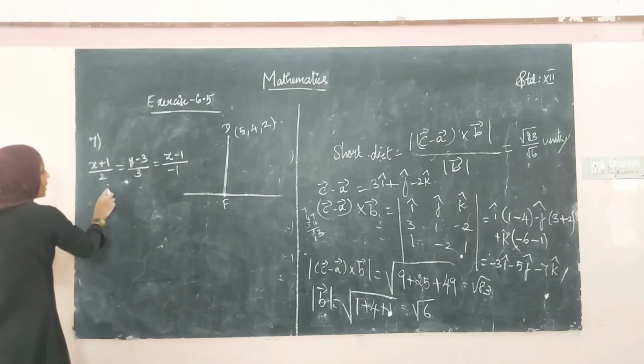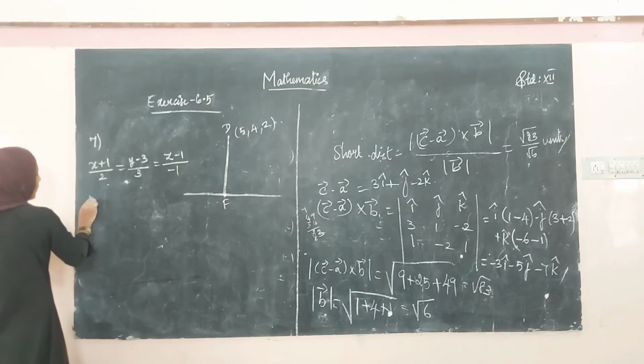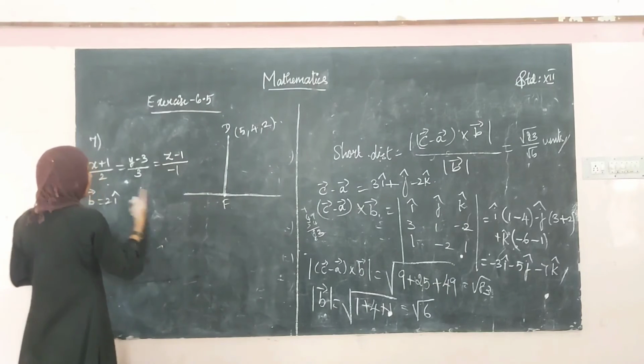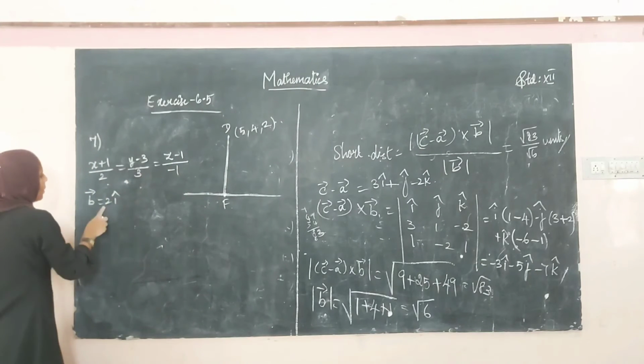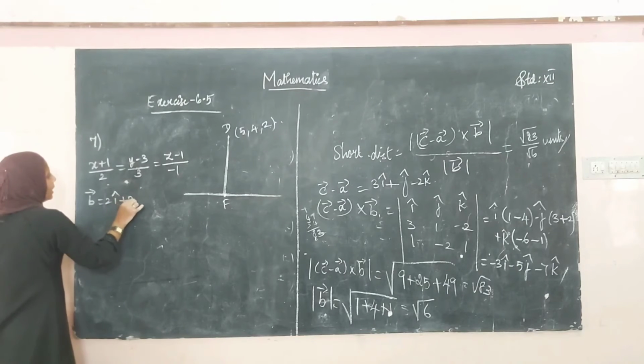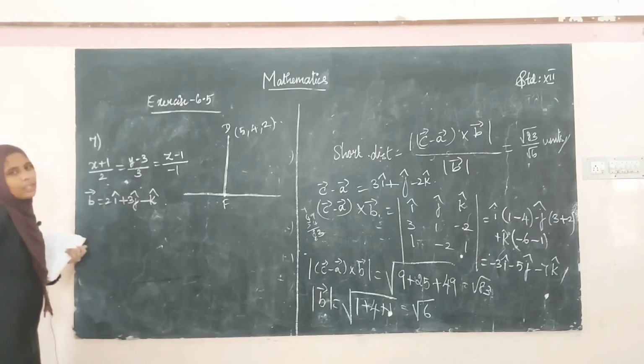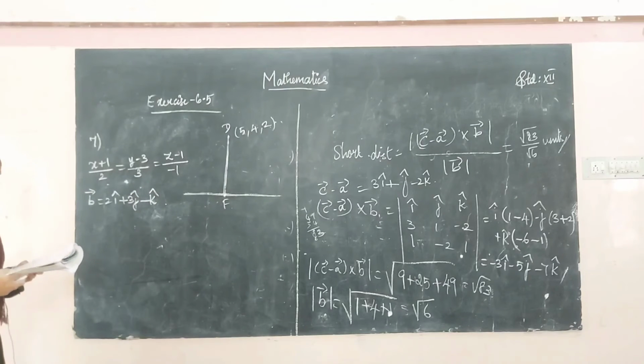Okay, so from this shall we take b vector? B vector is equal to 2, this is b1, b2, b3, because these two lines are perpendicular. These are b1, b2, b3: 2 into i cap plus 3 into j cap minus k cap. So using that we wrote b vector.